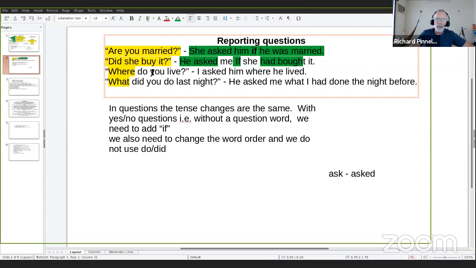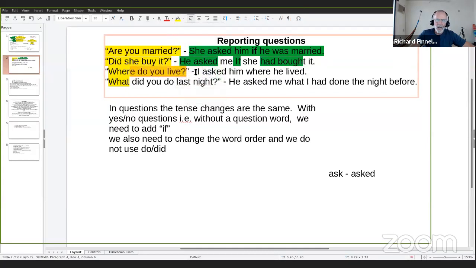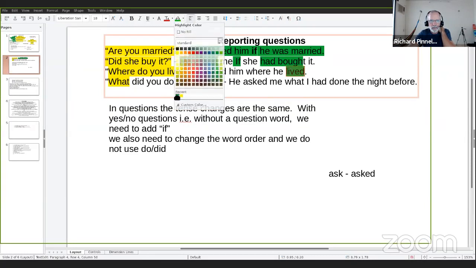So let's have a look. Where do you live? A question in the present simple. I asked him where he lived. So notice again, we are not using the do. This is a question in the present, so we get the verb change. Again, the verb is in the past. We're changing the pronoun from you to he. I asked him where he lived.